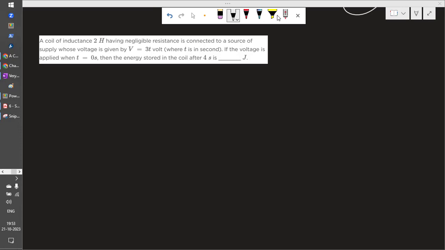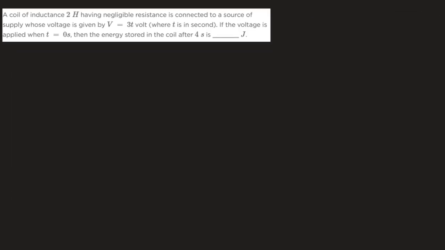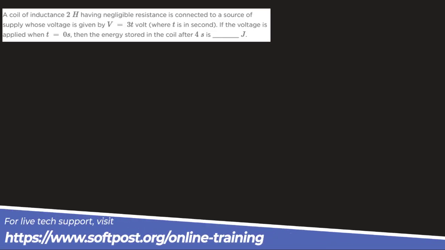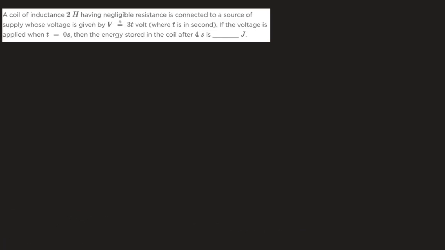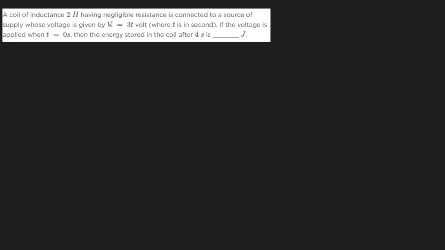A coil of inductance 2 Henry having negligible resistance is connected to a source of supply whose voltage is given by V is equal to 3t volt. If the voltage is applied when t equal to 0 seconds, then energy stored in the coil after 4 seconds is. So what we have to find out is how much energy is stored in the coil whose inductance is 2 Henry and the voltage applied is 3t volt. So you can see that the voltage is given by this particular function.